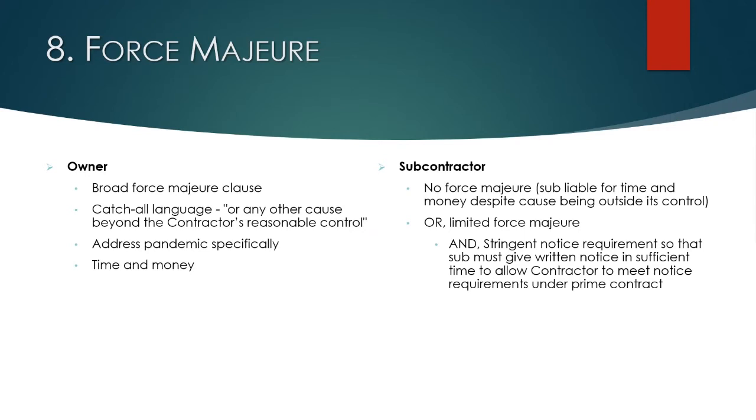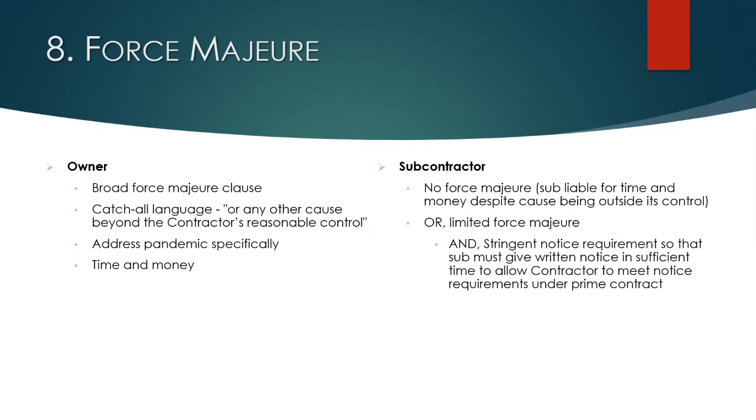With the owner and the prime, you want it broad. You start with very broad, all-encompassing language, such as any cause outside of your control. But then you also want to be very specific, and you want to list out as many specific instances as you can.